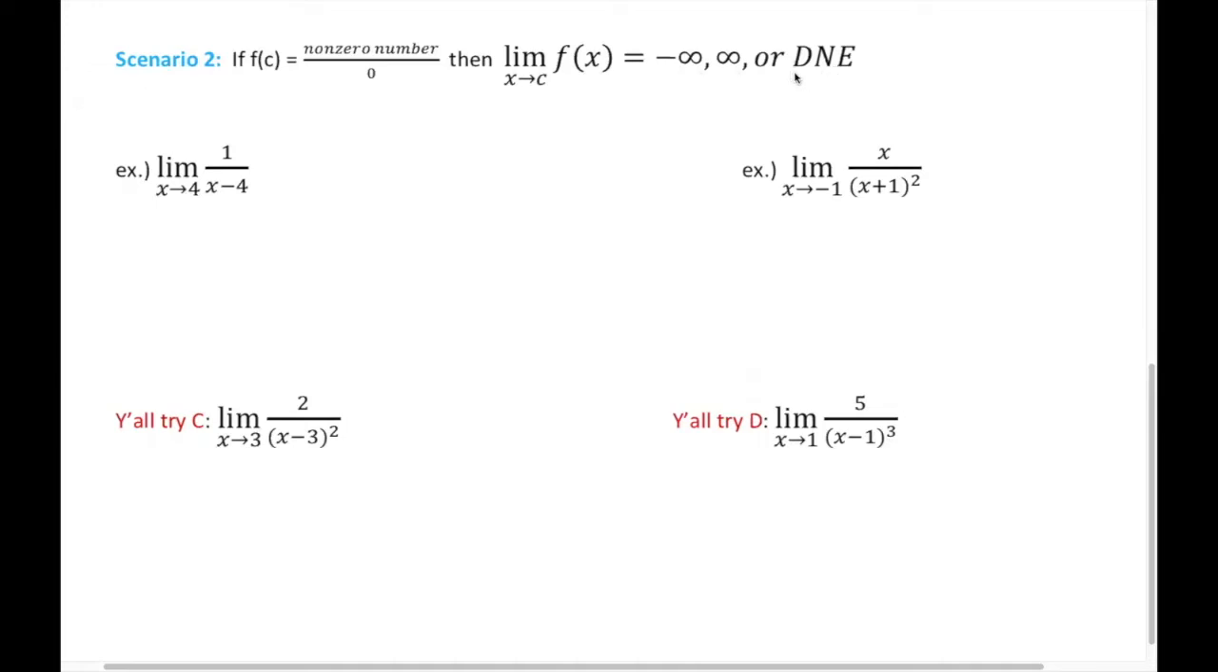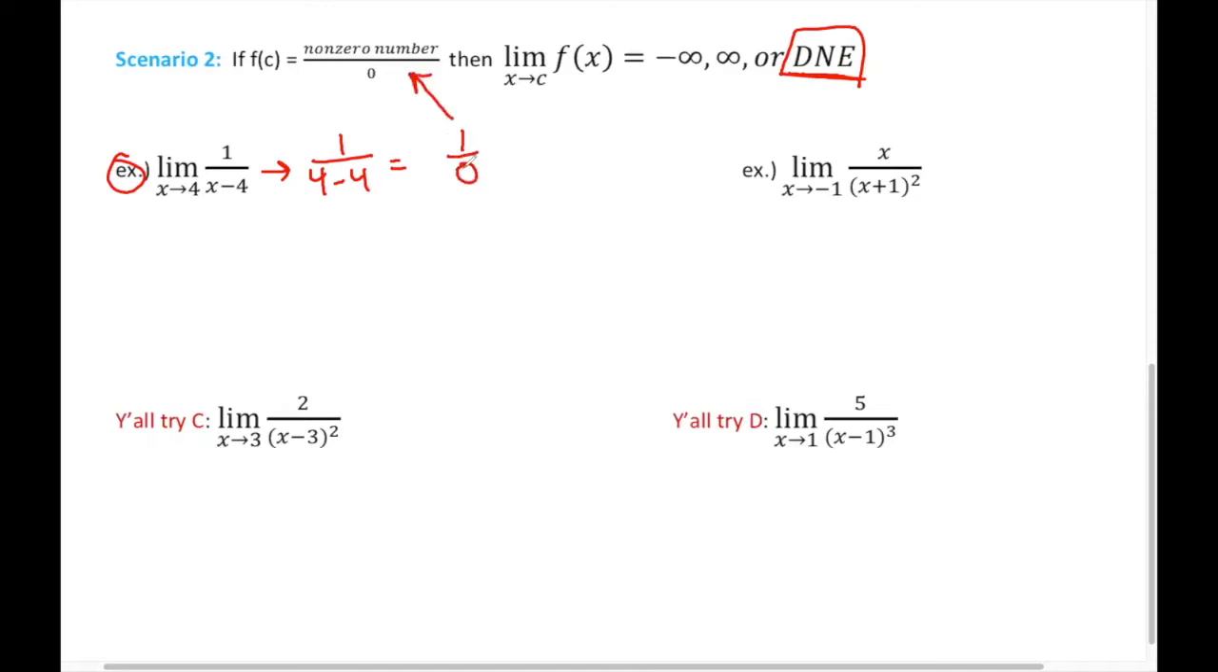But really the thing to think about is with this scenario where you have something divided by 0, it does not exist. All right. So to illustrate this, let's look at these two examples, starting with the first. The limit as x approaches 4 of the function 1 over x minus 4. So what I want you to do is substitute in 4 first. So you have 1 over 4 minus 4, which is 1 over 0, which gives us this scenario.